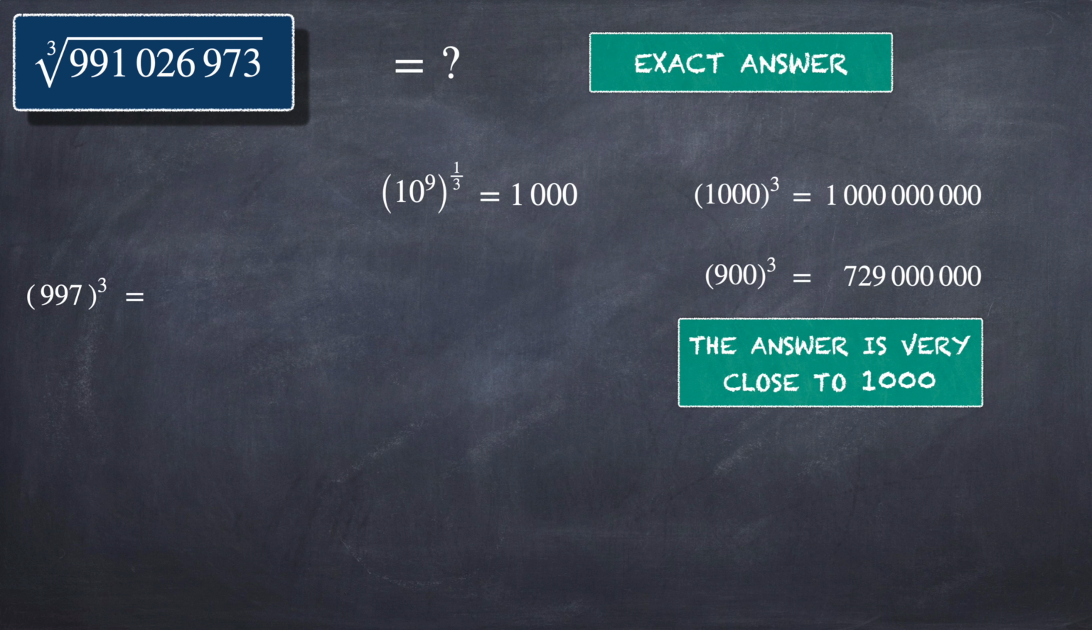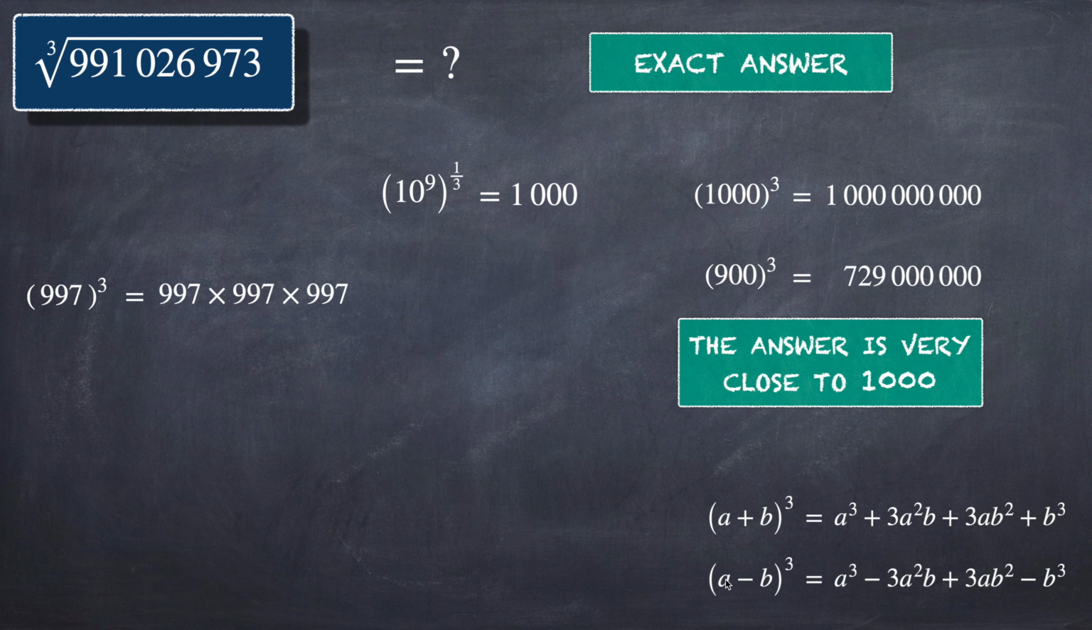Let's verify. You can proceed calculating 997 times 997, and multiply that result by 997. This is very hard work. But let's proceed with another important information here. We know that the cube of a sum is given by this expression. You can demonstrate that very easily. And the cube of the difference is this one. Again, you can demonstrate that very easily. You don't need to memorize that. You can demonstrate that. But of course, if you use it very often, you will memorize these expressions easily.